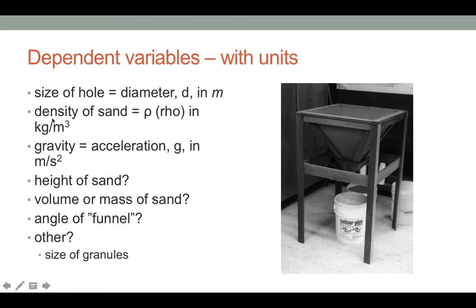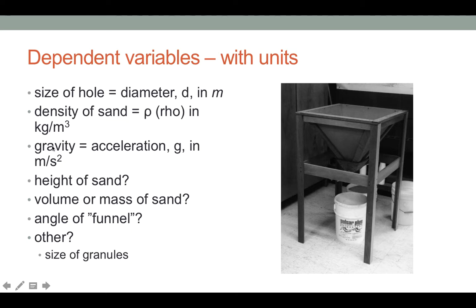Another thing that people often guess is the density of the sand, because that will determine essentially the mass of the sand that comes out. We're going to use the Greek letter rho as the standard symbol for density, and density will be measured in kilograms per cubic meter.